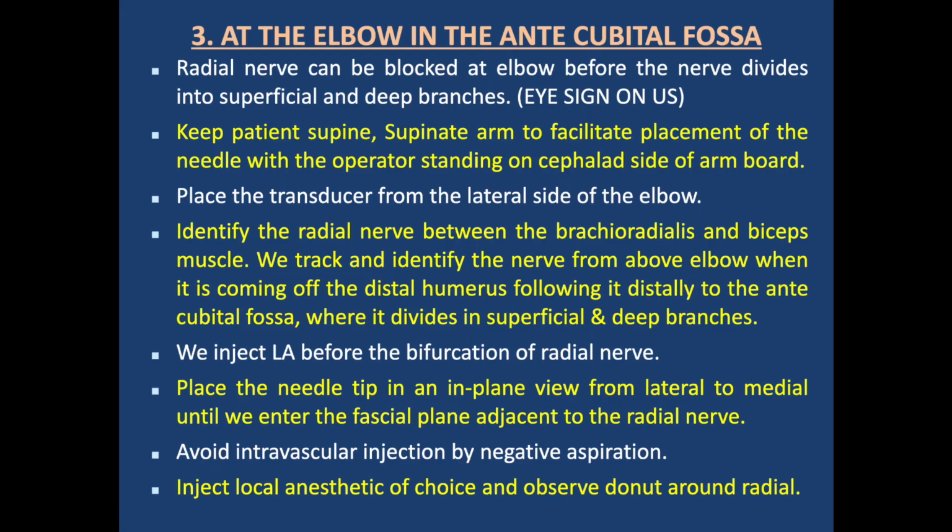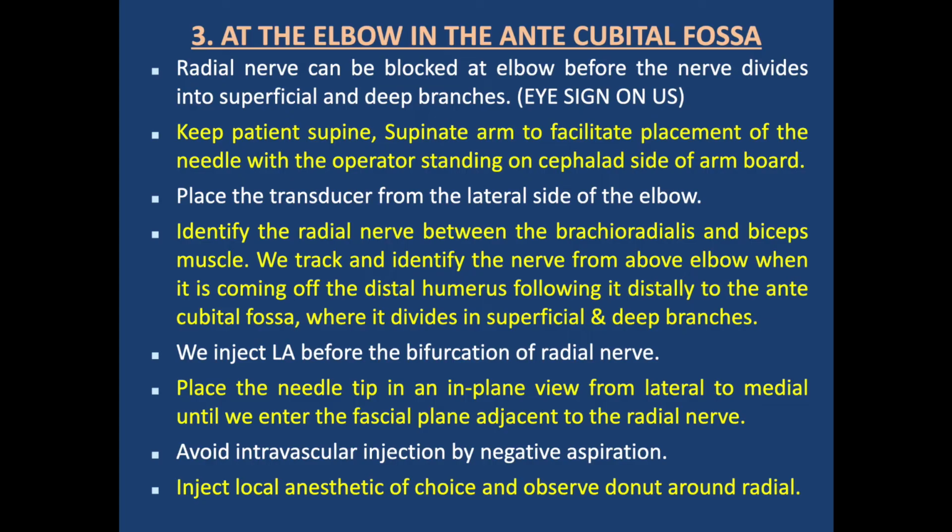We keep the patient supinate the arm to facilitate placement of the needle, with the operator standing on the cephalic side of the arm board. We place the transducer from the lateral side of the elbow. We identify the radial nerve between the brachioradialis and biceps muscle.